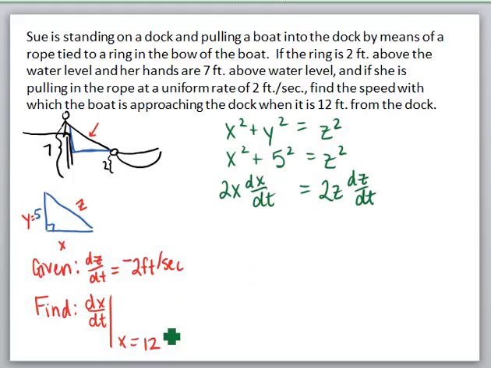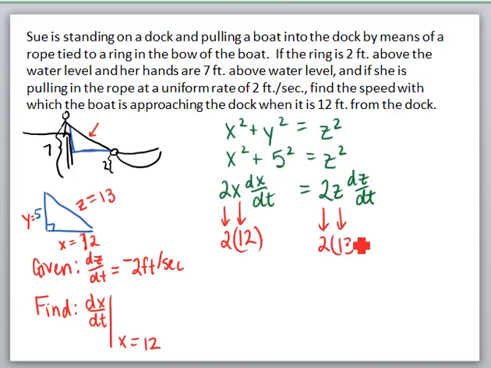I'm supposed to find dx over dt. I'll plug in some known values right now. This is still 2. The x value is something that I still need to figure out. No, I don't. That's what they told me. It's 12 down here. I'm supposed to find it when x is 12. I know this is a 5, 12, 13 right triangle, so I know that z is 13. I have 2 out here in front. And I'm going to find dx over dt. The last piece of information I need is dz over dt, which is negative 2.